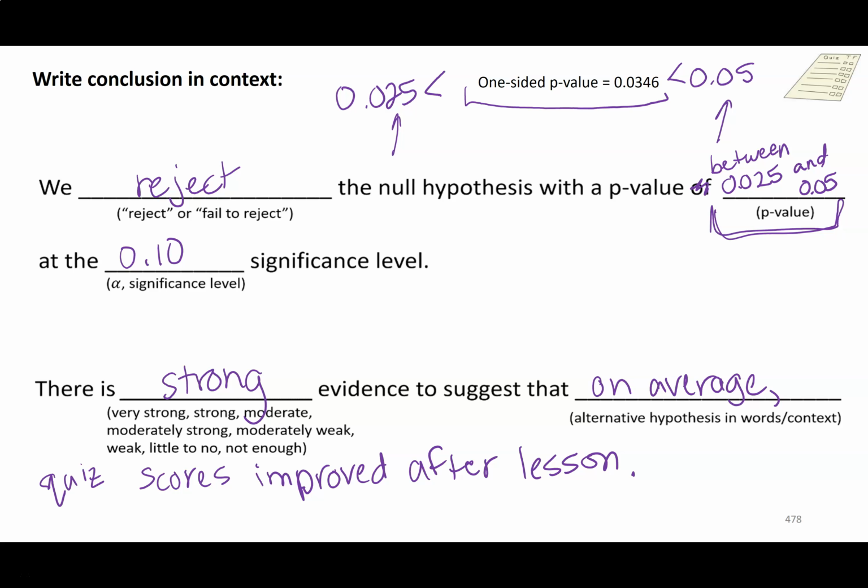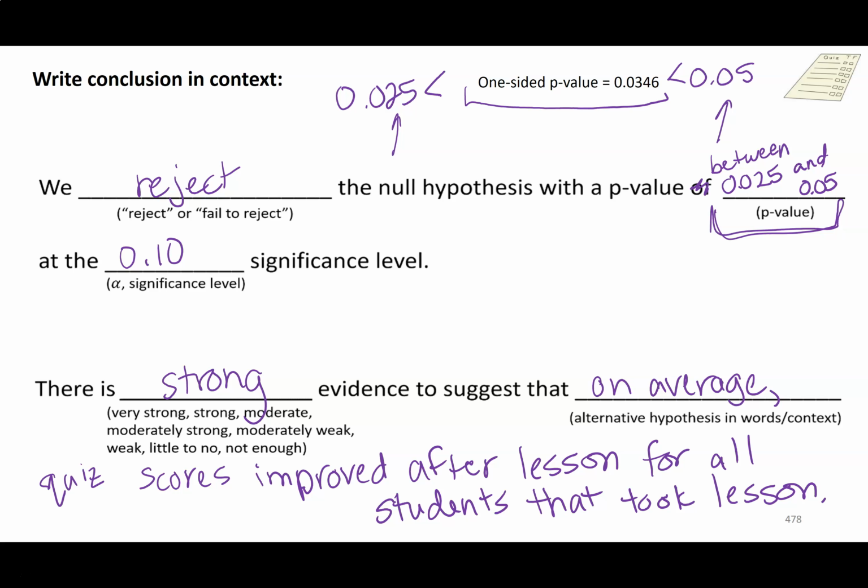So after the lesson, for all students that took the lesson. So for all the students in that lesson. So you can definitely talk about like, oh, the average difference is higher than 0, but then you need to translate, this means that the scores were higher on average after they took the lesson than before.